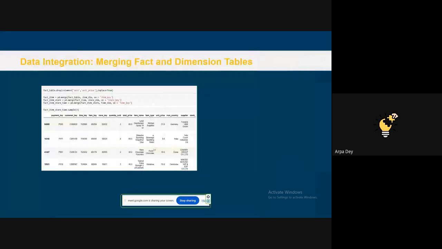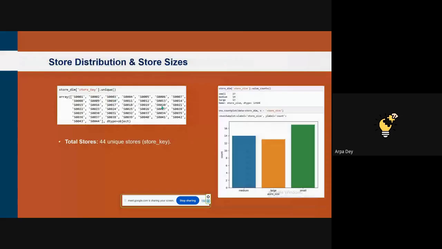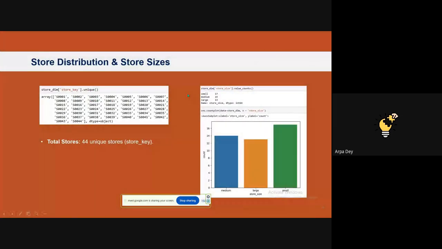For the data integration, I have to merge some dimension tables with the fact table. Here I have merged them with the item dim and store dim on the basis of their primary key. For store distribution, as we can see, there are a total of 44 unique stores in our retail chain. Most of them are of small sizes.